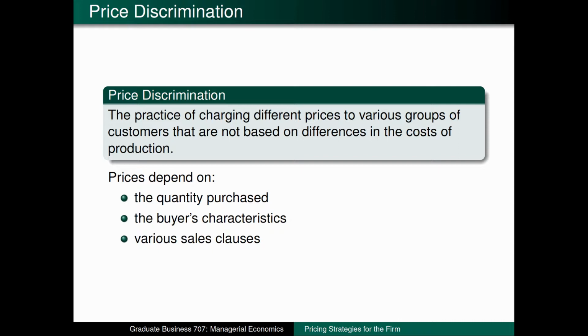There are different ways that companies can charge different prices to different consumers for the same product. One way that we will study is through quantity discounts. So the idea here is that the more you buy, the lower the per unit price. Second, companies can set a different price based on buyer characteristics, such as a senior citizen discount or a student discount. We'll also cover a variety of other sales clauses that firms use, like bundling and versioning. More on that later in this video.